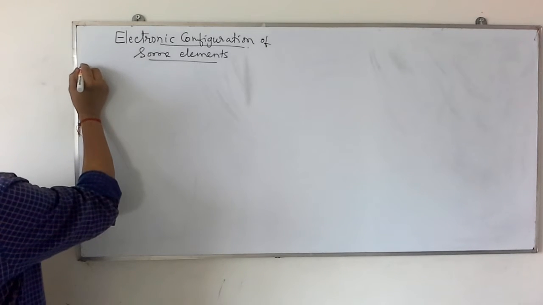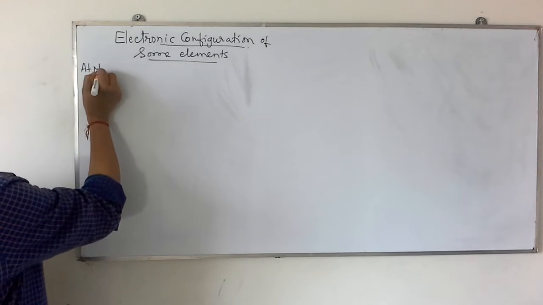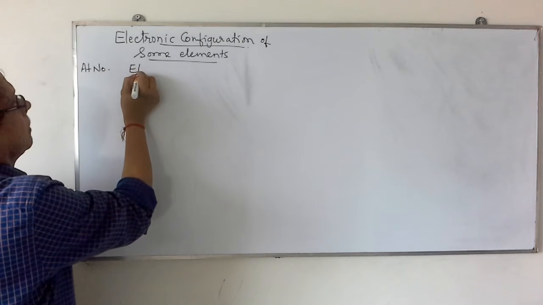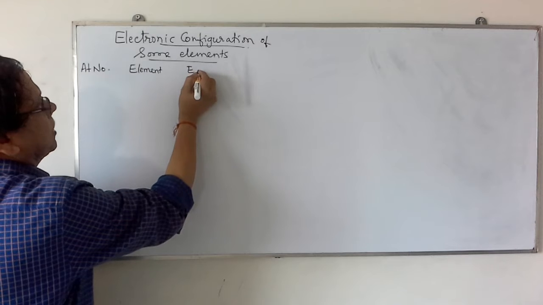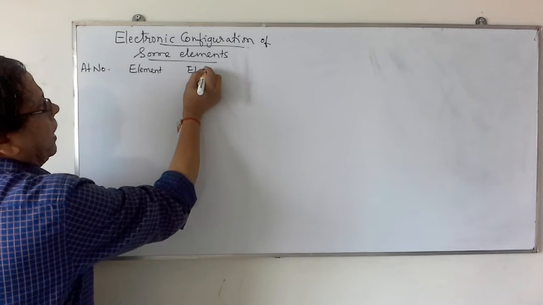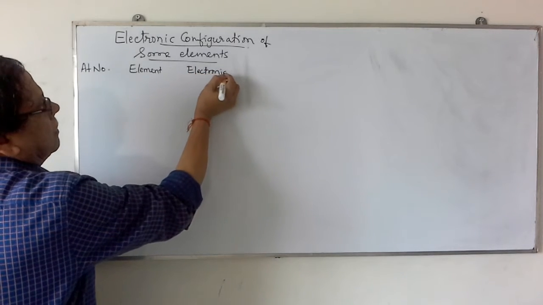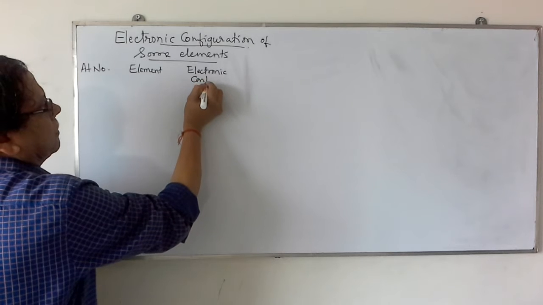So here we have atomic number, element, then electronic configuration.